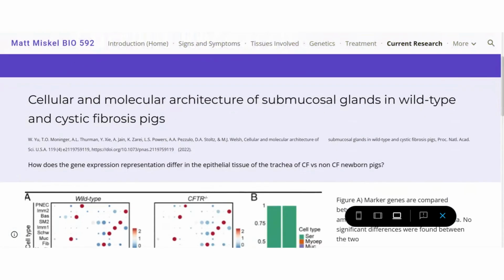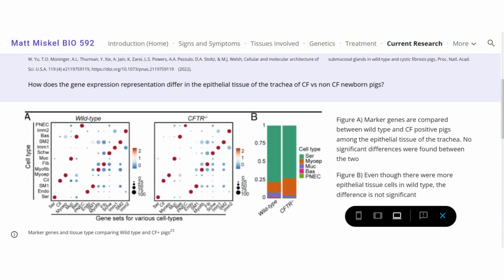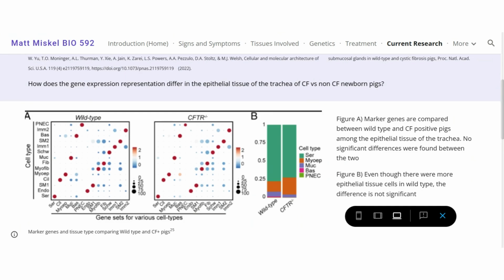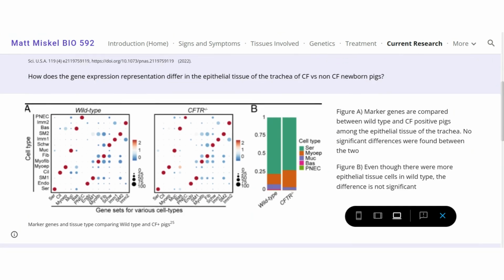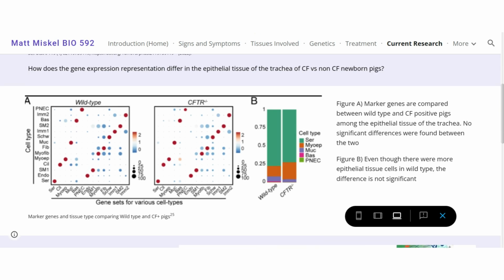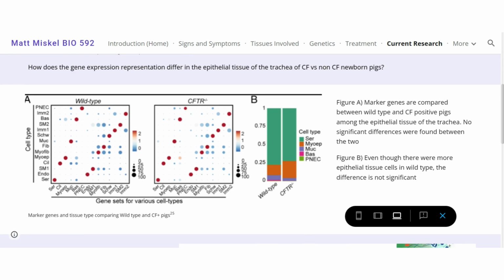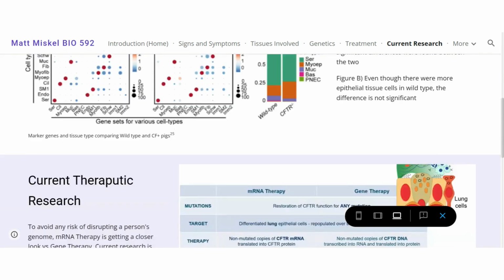And for current research, here is a figure from the research article that I read, the animal model comparing epithelial tissue in pigs for wild type versus positive for CFTR mutation. If I could change anything, I would have tried to find an article that showed a significant difference. I think there's a lot of value in seeing the results for this one, that there is no significant difference, but I think it might have been more intriguing for the audience to see.